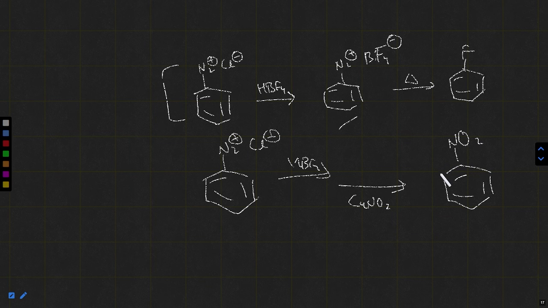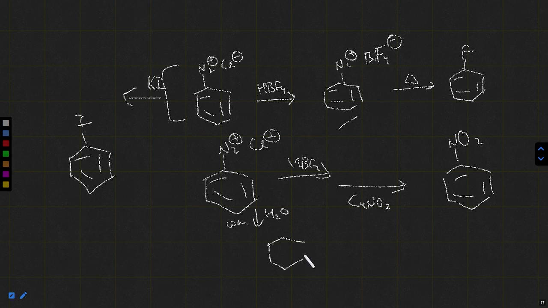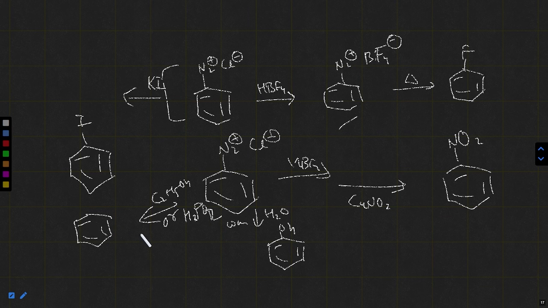One more reaction that was important was the reaction with KI. If you treat it with KI, that would result in iodobenzene. So you can see that various functional groups can be prepared, and hydroxy can also be introduced. You just warm it with water, then you will get hydroxy here. Then you treat it with, say, C2H5OH, or you can treat it with H3PO2. Then also it will be converted to benzene directly.